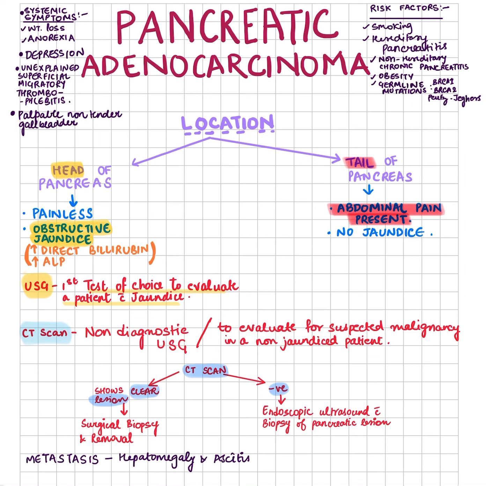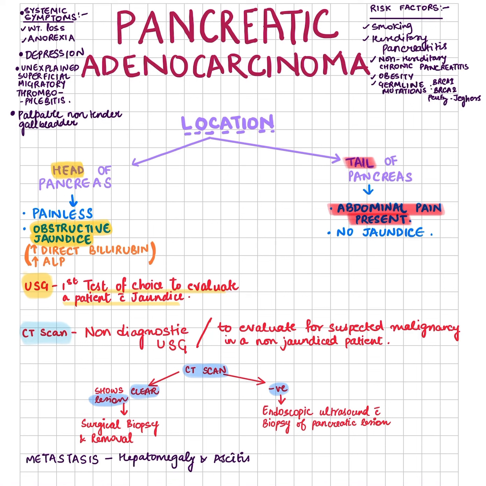And sometimes in some patients, depression may be the most prominent symptom. So depression, then unexplained superficial migratory thrombophlebitis and palpable non-tender gallbladder. So both of these would be your physical examination findings. And you have a palpable non-tender gallbladder due to the obstruction of the common bile duct, which we will come to in a bit. And so yeah, now let's talk about the symptoms which are dependent upon the location of the tumor in the pancreas.